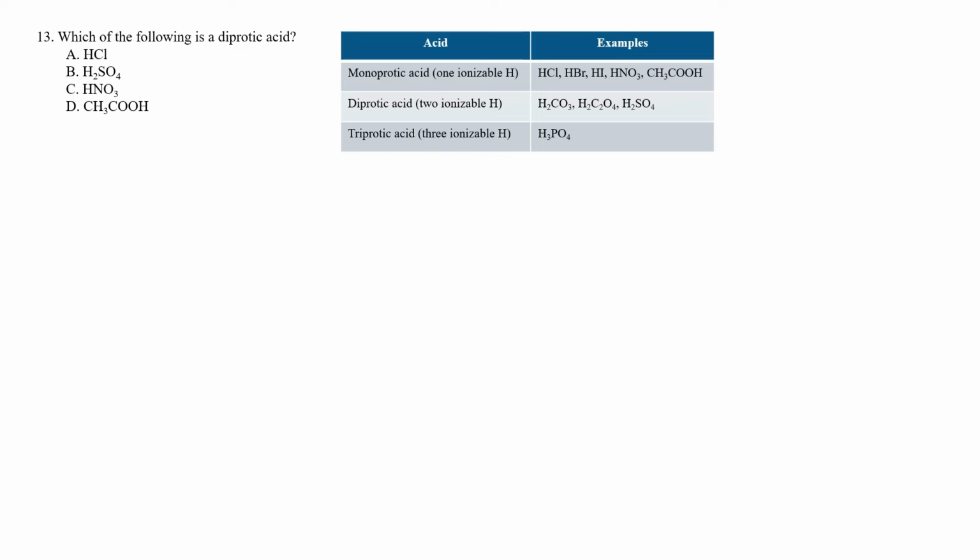Diprotic acids. Carbonic acid H2CO3, oxalic acid H2C2O4 and sulfuric acid H2SO4 are examples. They can donate two hydrogens. Triprotic acid, phosphoric acid H3PO4. So H3PO4 can donate one hydrogen at a time and there are three Ka values, three acid dissociations.